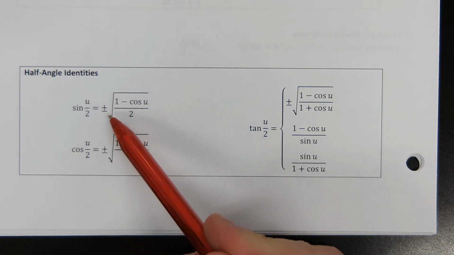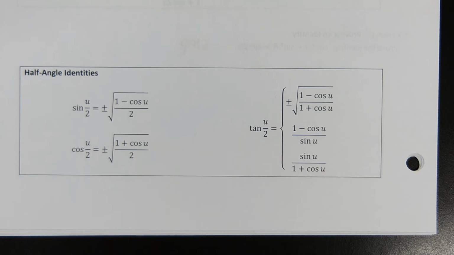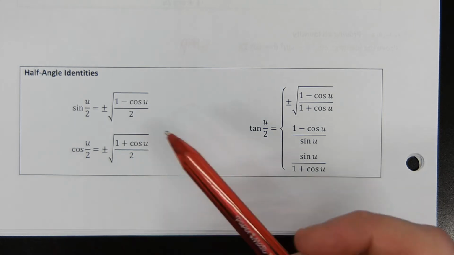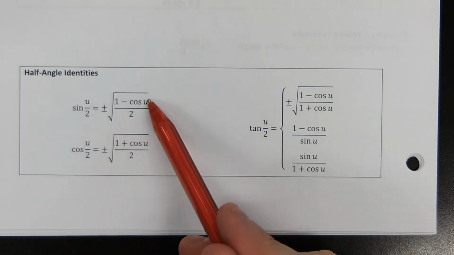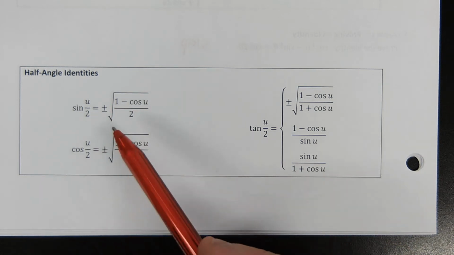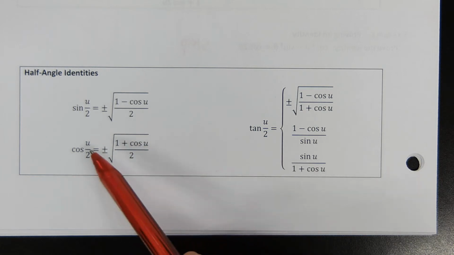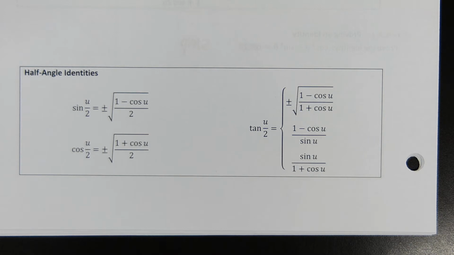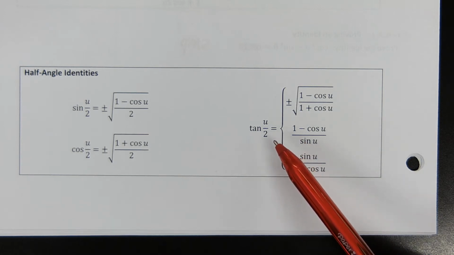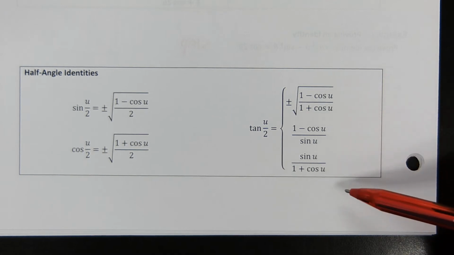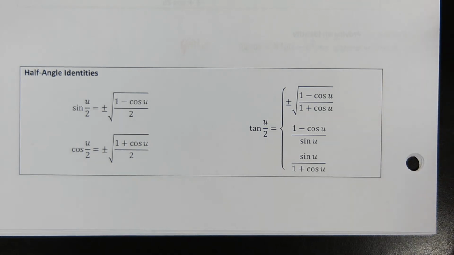Notice this plus or minus. That doesn't mean you will get two answers each time. What that's telling you is your answer could either be positive or it could be negative. And we will have to figure out which one it is based on where we were in the quadrants. Isn't it neat though, they both have cosine in them. Sine is the square root of 1 minus cosine over 2, and cosine is the square root of 1 plus cosine of u over 2. Now because tangent can be written as sine over cosine, it ends up having several different formats. And basically you just end up picking the one that would be easiest for you to use in those situations.